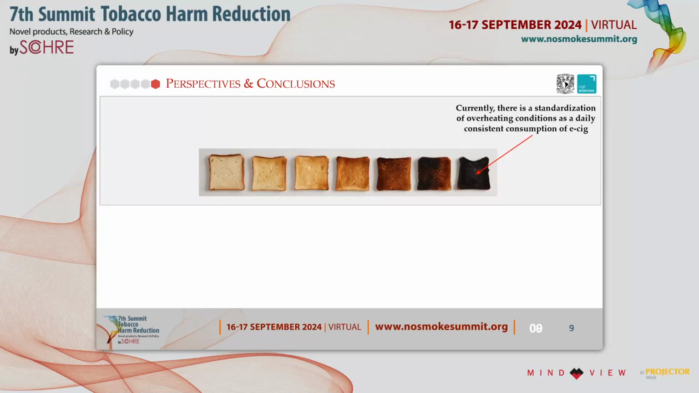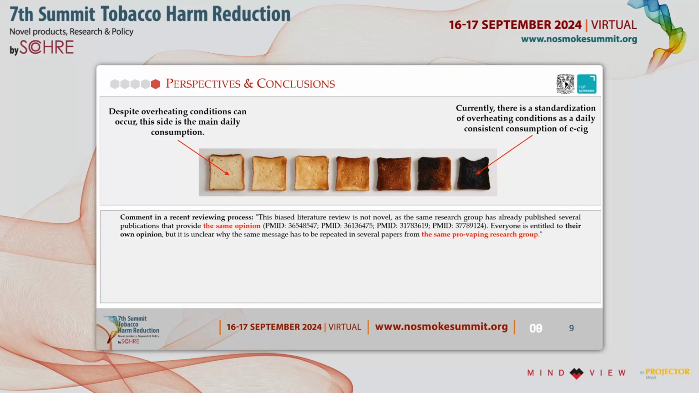Currently, there is a standardization of overheating condition as a daily consistent consumption of electronic cigarette. Despite overheating condition can occur, like for toasted bread, this side of the sample is not the main daily consistent consumption.